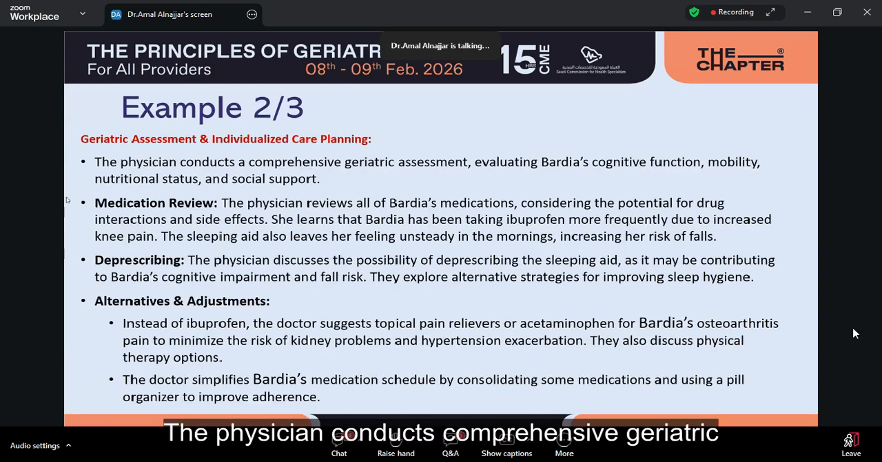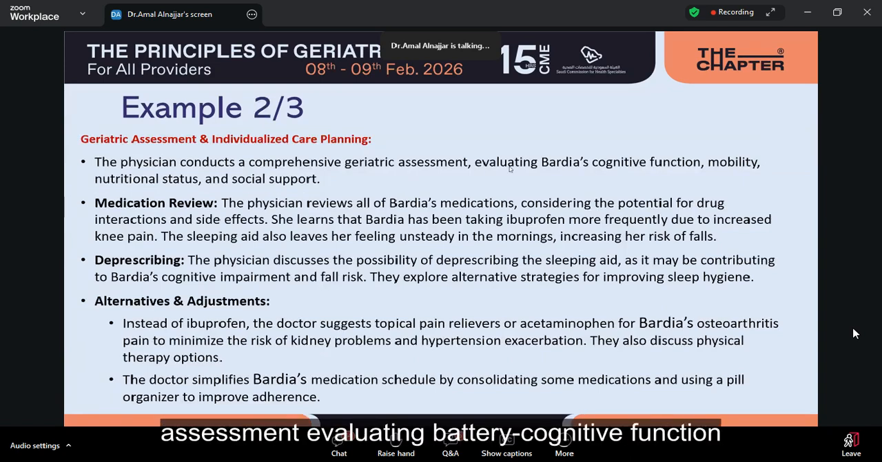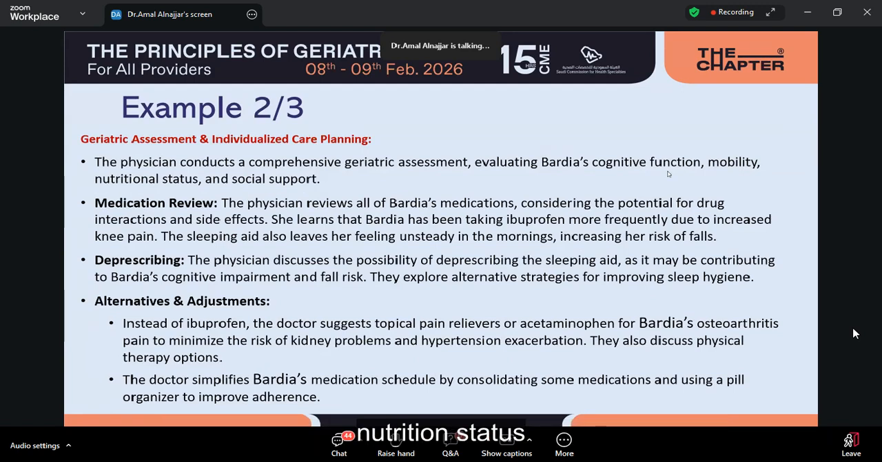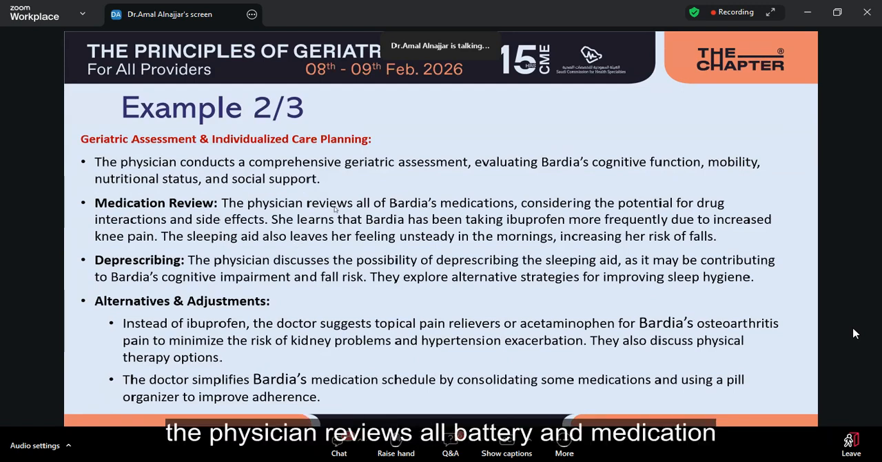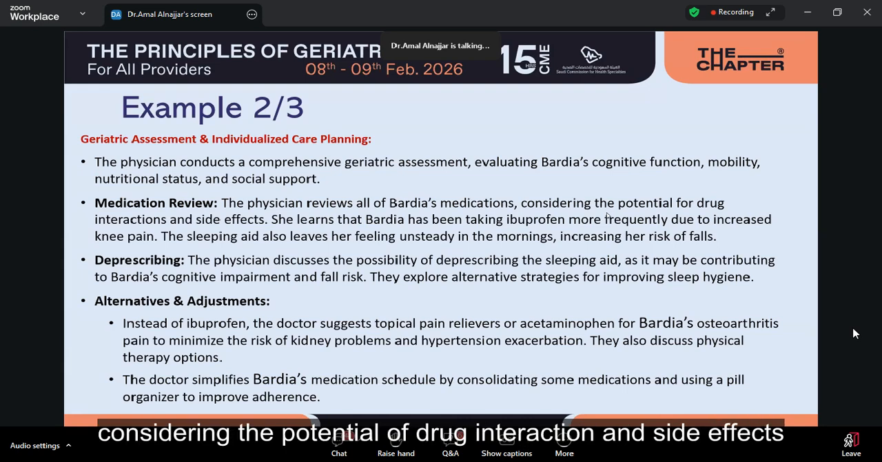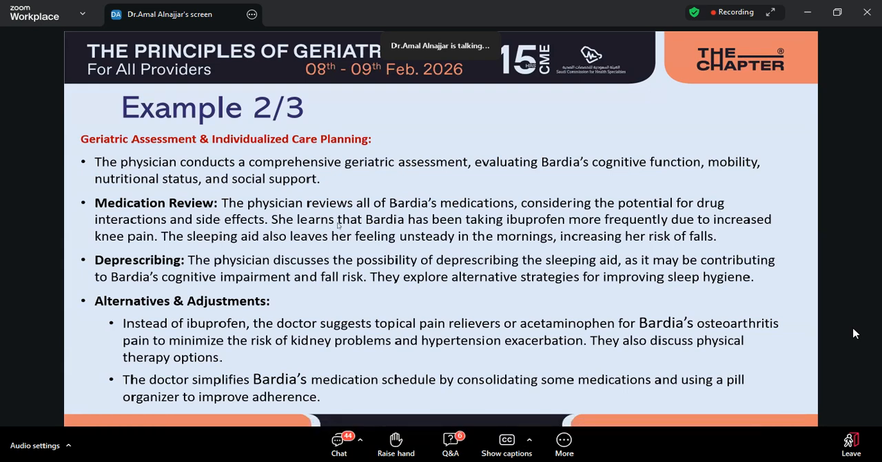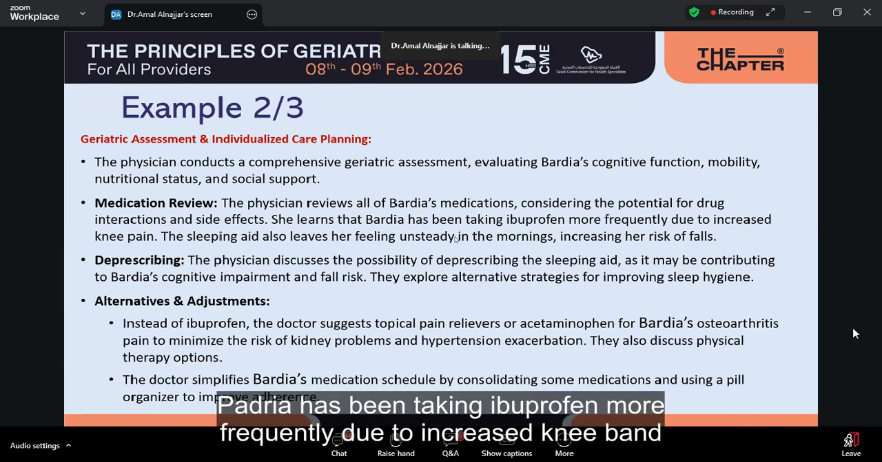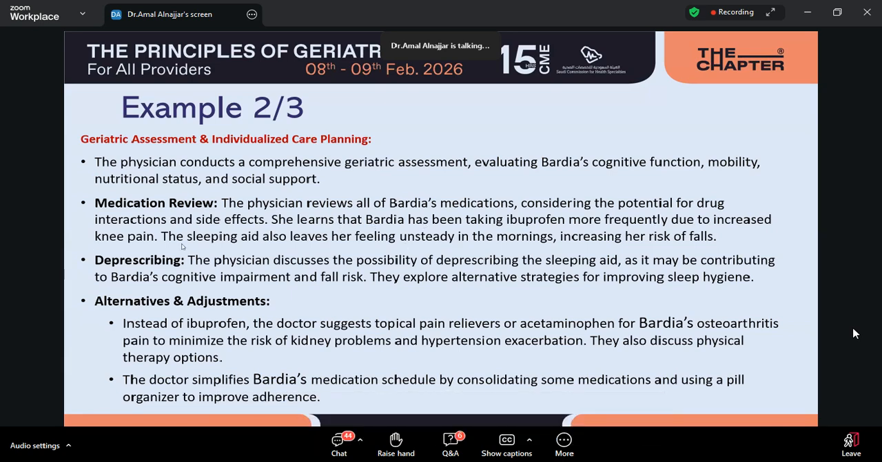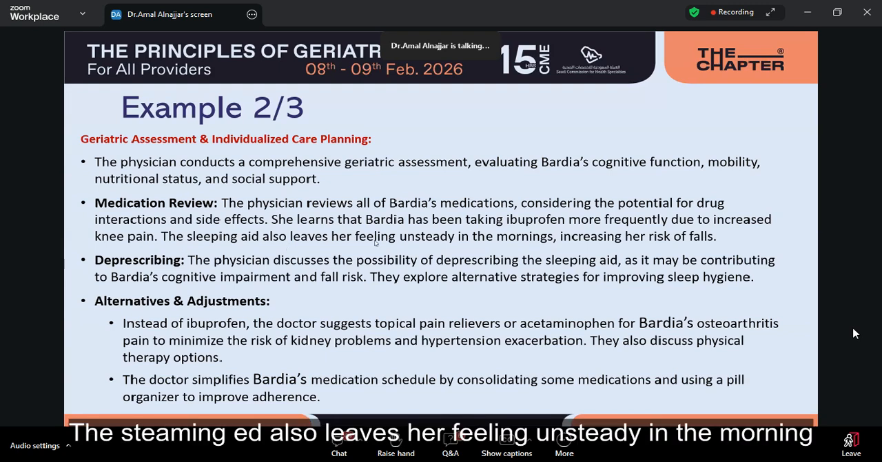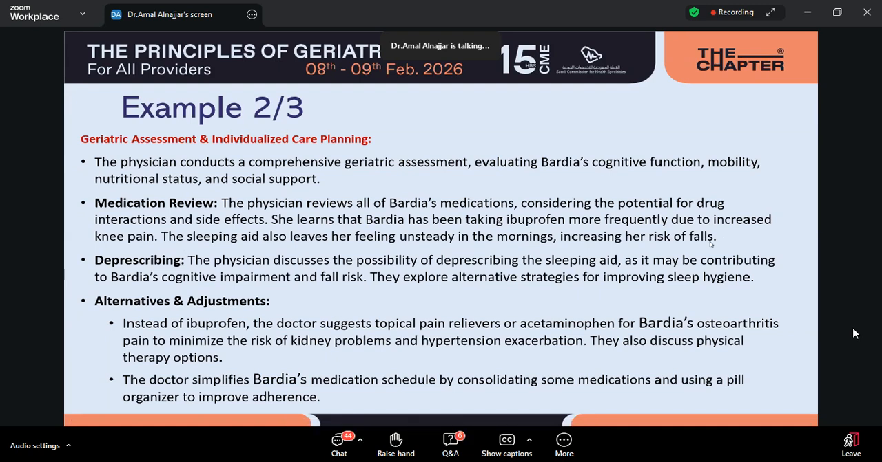The physician conducts a comprehensive geriatric assessment evaluating Badriya's cognitive function, nutrition status, and social support. Medication review: the physician reviews all of Badriya's medications, considering the potential for drug interactions and side effects. She learned that Badriya has been taking ibuprofen more frequently due to increased knee pain. The sleeping aid also leaves her feeling unsteady in the morning, increasing her risk of falls.